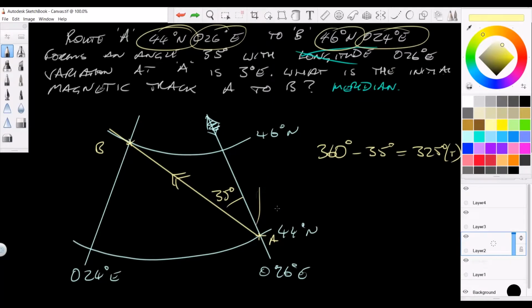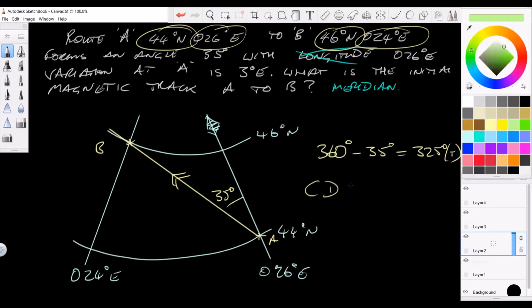If it was southwesterly or southeasterly, it's going to be 180 plus or minus the 35 degrees, if we'd been given different points. But in this case, it's northwesterly, and northwesterly will always be north minus 35 degrees. The northeasterly will be north plus the angle. Southeasterly will be south minus the angle. Southwesterly will be south, i.e. 180 plus the angle. Then all we have to do is apply the variations.